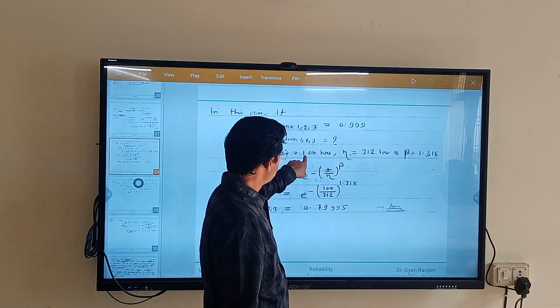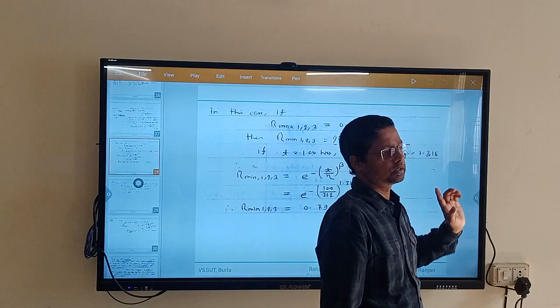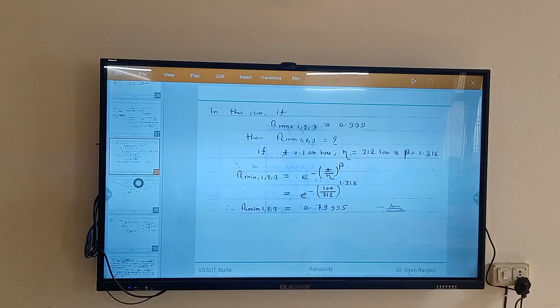Now for these calculations, operating hours is 100 hours. Okay, this scale parameter that you got is 312 hours. Okay, beta is given as 1.318. It's a very calculated value. I'll tell you why it is taken as 1.318 in the last stage of this study, as a part of the end of module number 3. Okay, but right now consider beta is equal to 1.318. Remember, this is a check.